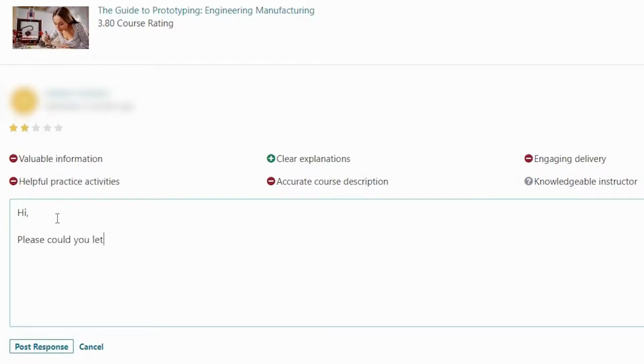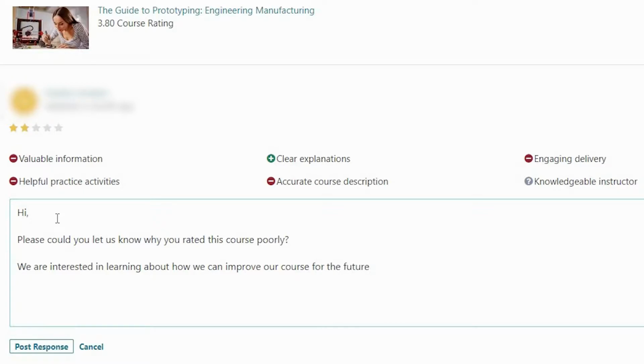You might also get a student who leaves feedback on one of my courses saying the instructor is incredibly ugly, and regardless of whether it's true or not, they will remove that sort of comment. Another way you could tackle bad reviews or ratings is to message the student directly. Below the rating they give you, you can reply to them and say, in a genuine and nice way, "Could you please let me know why you gave a poor rating for my course? I'm interested in learning about how I can improve my course for the future."